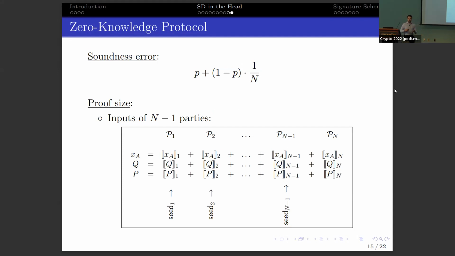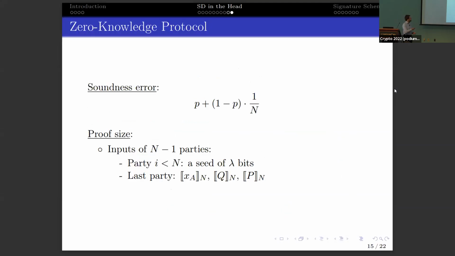When revealing the views of all the parties except one, the prover will need to send the inputs of N-1 parties. In practice, the input shares are built as follows. For all the parties except the last one, a share will be generated from a seed using a pseudo-random generator. For the last party, the share will be computed such that we have the wanted equality. It means that for all the parties except the last one, the prover just needs to send a seed of lambda bits, where lambda is the security level of our scheme. And for the last party, the prover needs to send the uncompressed shares.